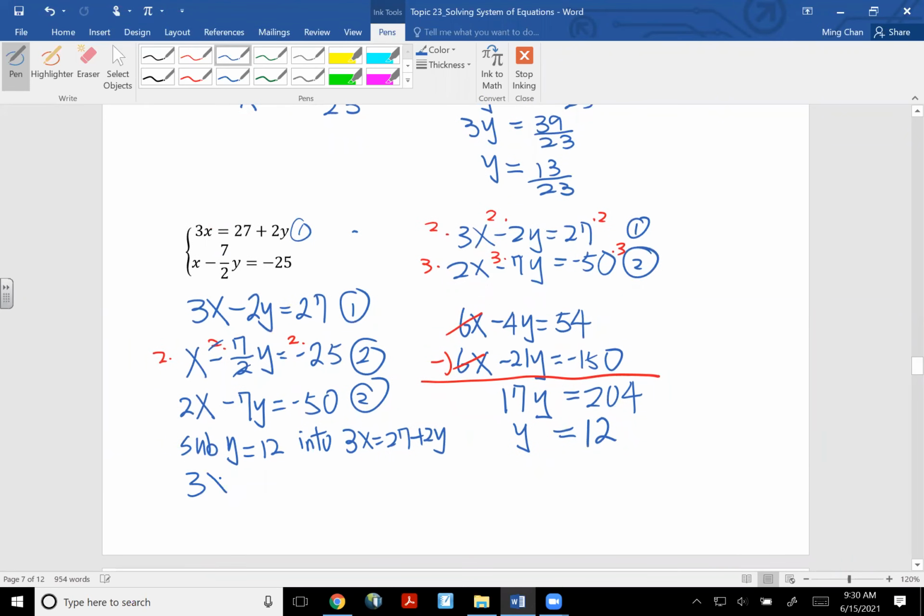So it says 3x equal to 27 normally plus 2 times y. So now my y is 12. So this is 27 plus 24. 2 times 12 is 24. That's 51. Divide both sides by 3. 51 divided by 3. My answer, x equal to 17. All right, so the solution to this system has got to be 17 comma 12, because only x equal to 17, y equal to 12 will actually make both sides equal to each other.